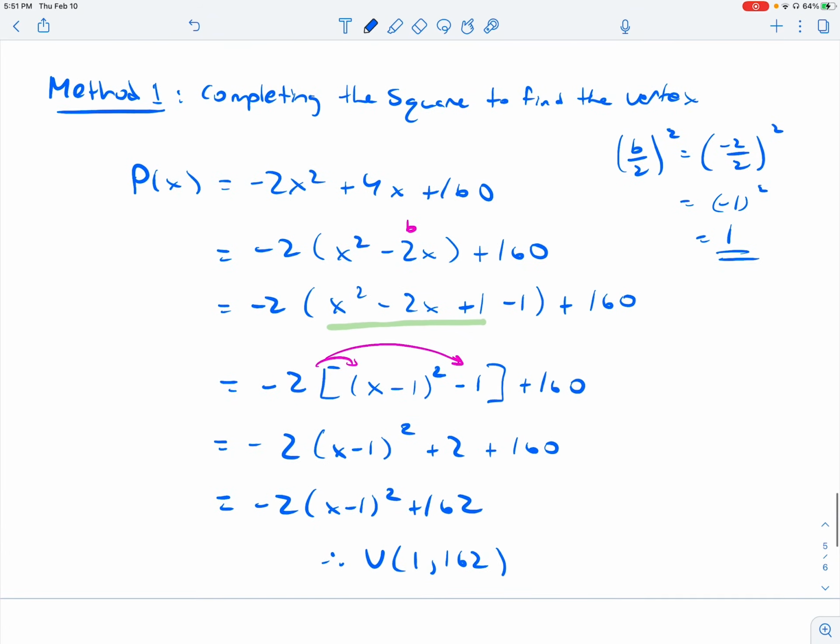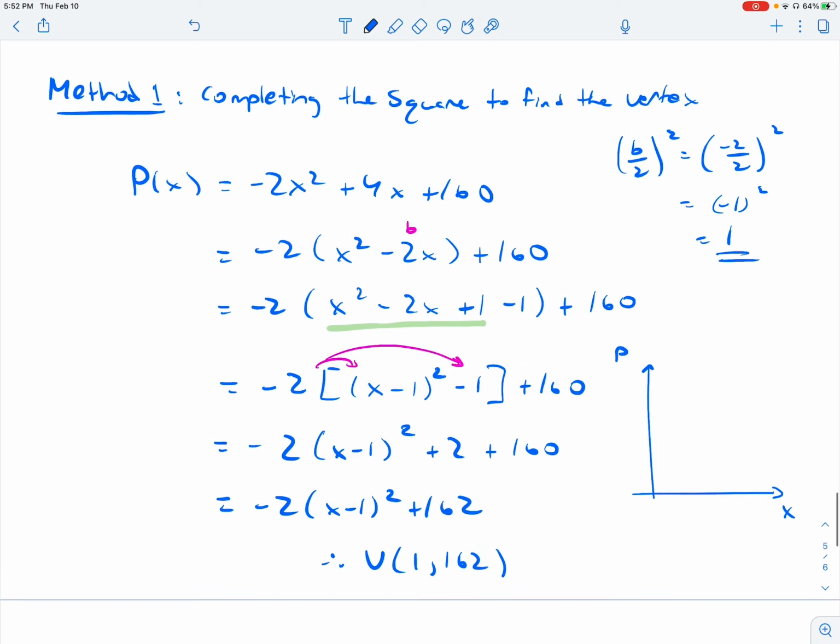All right, so this profit function, if I were to graph it, it would look something like this. So there is profit and then x, the number of price changes, and our vertex is at 1, all the way at 162. So that's my vertex up here. And then this opens downwards. So it's probably going to look something like this. Okay, and we can clearly see the maximum value.